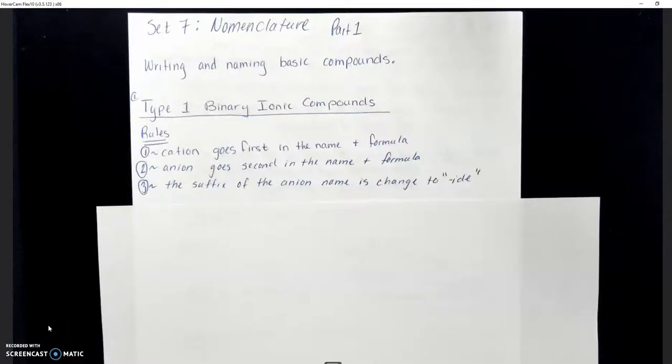Let's go ahead and start set 7 here. Set 7 will be in two parts. It's all about nomenclature, which is giving names to chemical formulas. We will convert between the name and the formula, and the formula and the name.